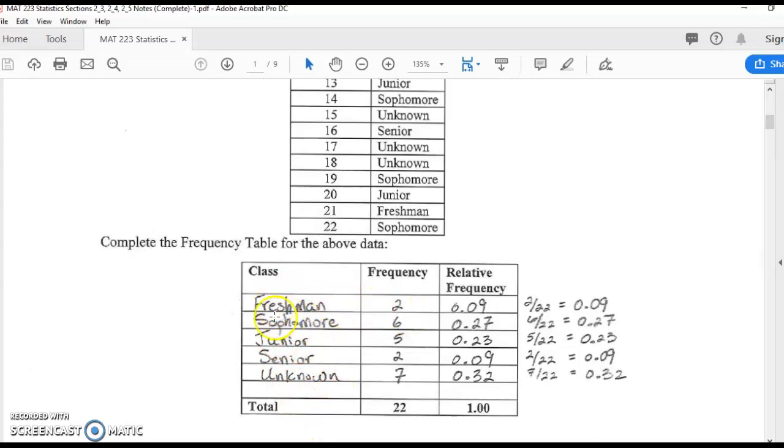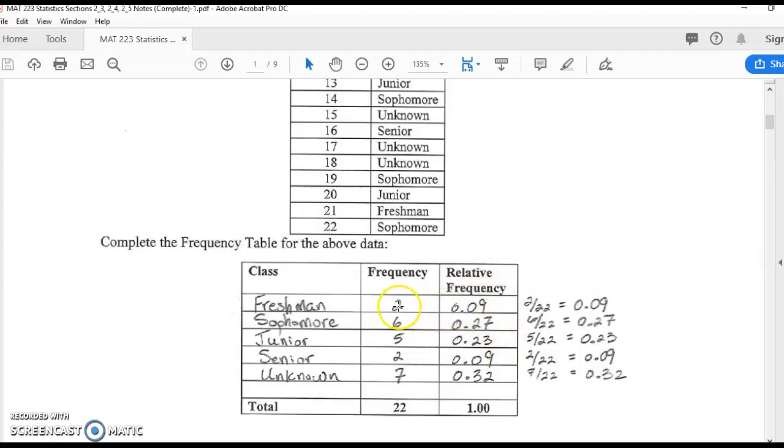There were 2 freshmen in our group. There were 6 sophomores in our group. There were 5 juniors, 2 seniors, and 7 that didn't answer, left it unknown. Okay, that's called the frequency. Again, that's the count. So this should total up to the total number that's in our data set, which is 22. We can also do what's known as a relative frequency, which is the ratio.